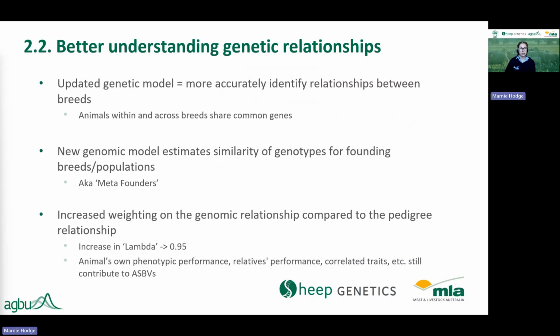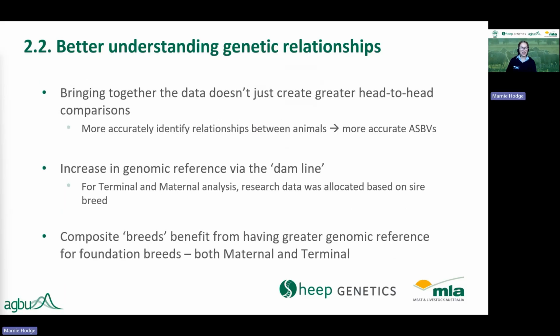If an animal doesn't have a genotype, then we will inform that animal's relationships with all other animals in the analysis 100% through the pedigree that's supplied by the breeder. It's really important to note that this is strictly just for relationship identification. The animal's own phenotypic performance, as well as the phenotypic performance of relatives and correlated traits, still contribute to breeding values.